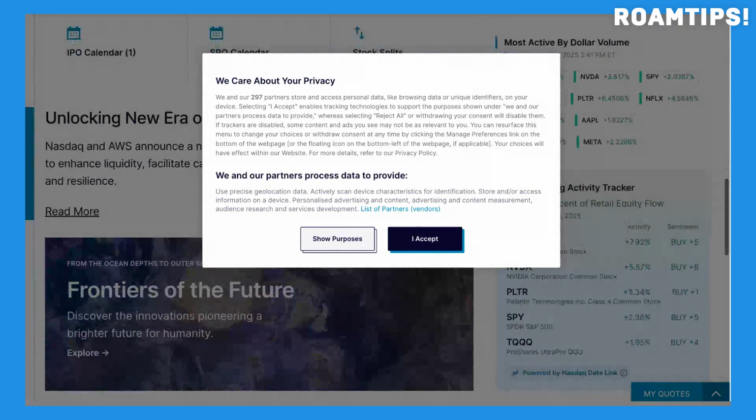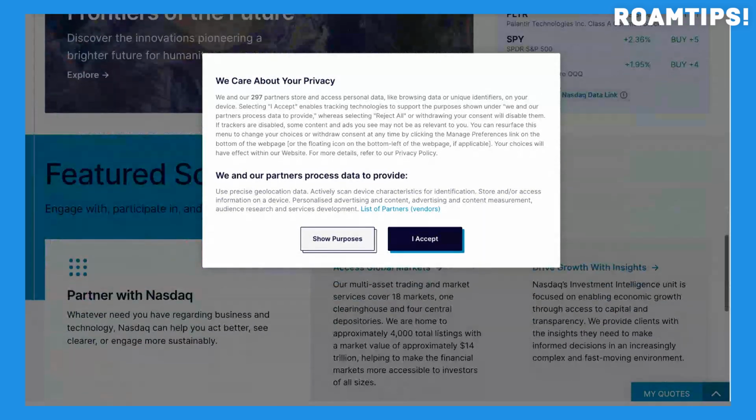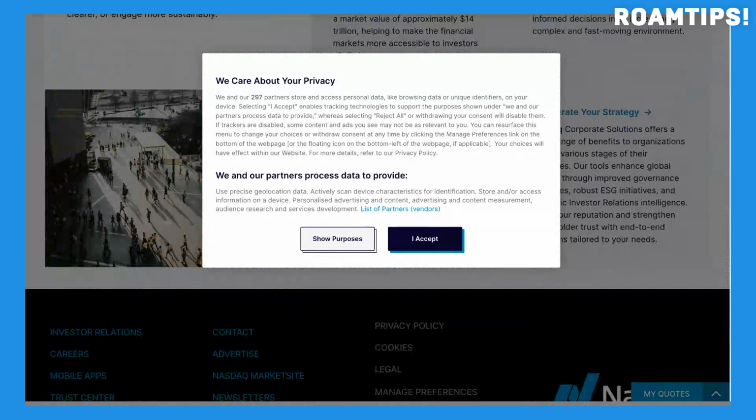I used their charting feature extensively, and found it to be very responsive and customizable. The quality of data presented was excellent, and the real-time updates were reliable. I was really impressed by how easily I could generate custom reports for my portfolio analysis.